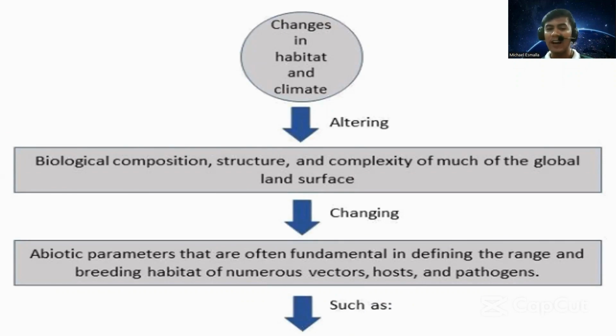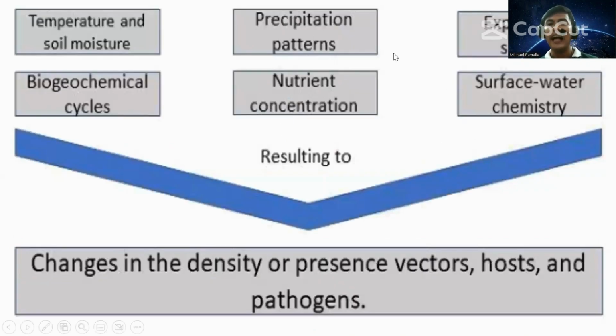It would change now the abiotic parameters that are often fundamental in defining the range and breeding habitat of numerous vectors, hosts, and pathogens. So yun, katong mga non-living parameters in an ecosystem would be affected, from which that directly affects the organisms living in the area. It may affect their breeding habitat, it may affect their behavior, and etc. So yun. Now, what will happen now?